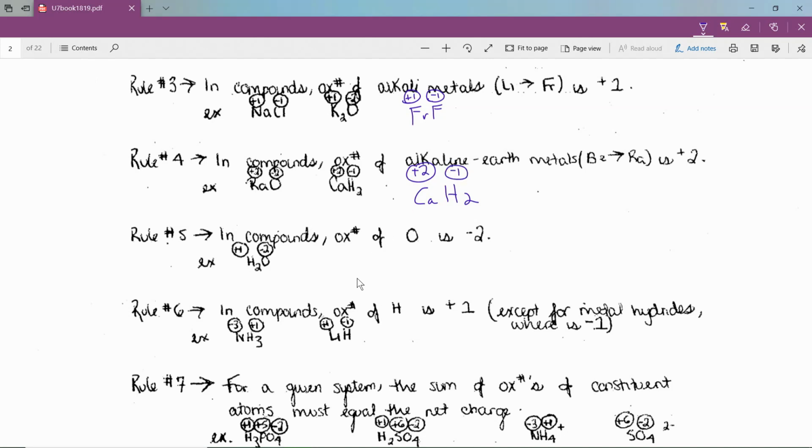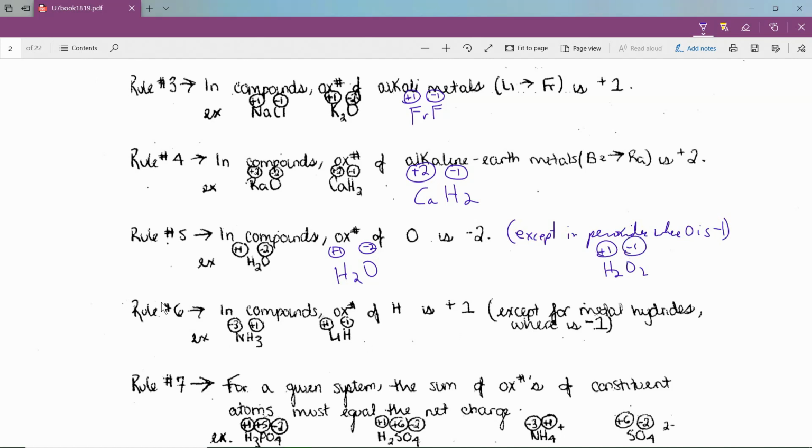Okay. Rule number 5. In compounds, the oxidation number of oxygen is -2. So for example, in H2O, the hydrogen is +1. Let's write it again. H2O. Hydrogen is +1. Oxygen is -2. There is an exception. Peroxides, where oxygen is -1. We won't come across that very often. So, well, I'll do one here. If I look at H2O2, hydrogen peroxide, hydrogen is +1, oxygen is -1.